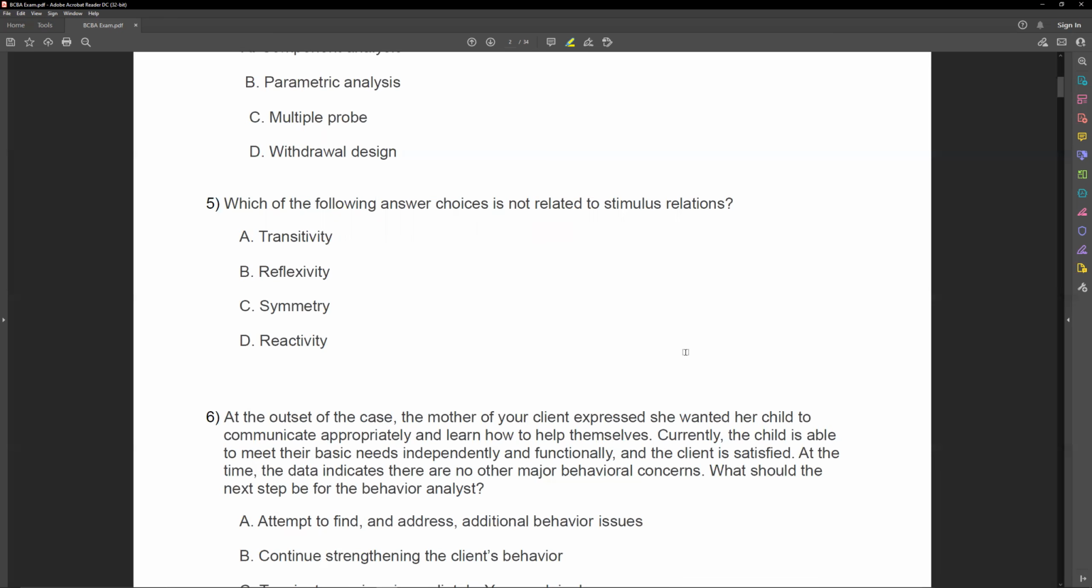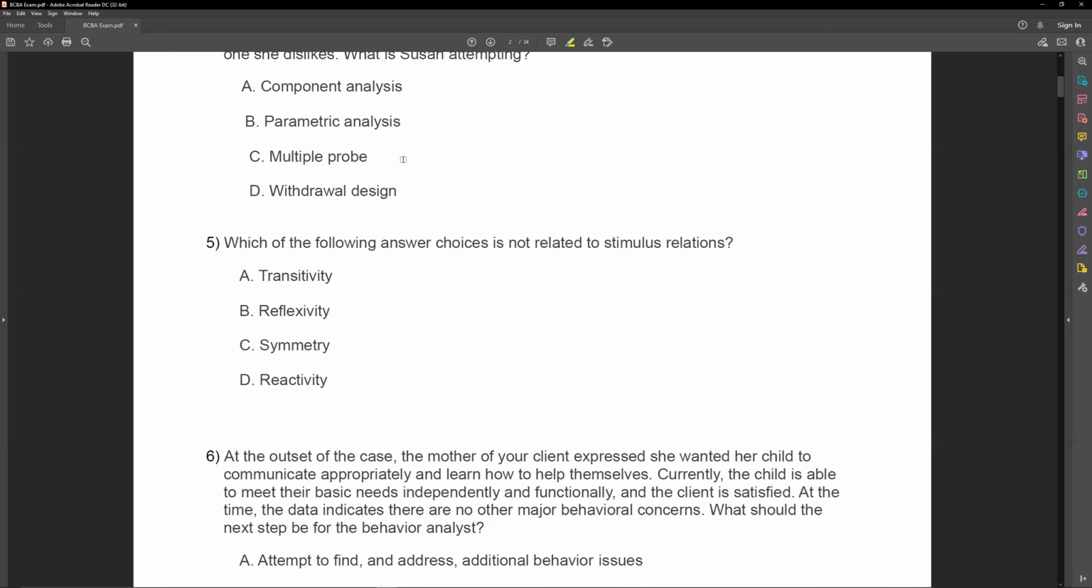A, transitivity. Well, transitivity is the idea that if A equals B and B equals C, A equals C, okay? Reflexivity is the idea that A equals A. Symmetry is the idea that A equals B, therefore B equals A. So that leaves us with reactivity. What is reactivity? Reactivity is just the occurrence of a person understanding they're being watched, and so their behavior changes. Doesn't have anything to do with stimulus relations. Okay, so our answer here is reactivity.